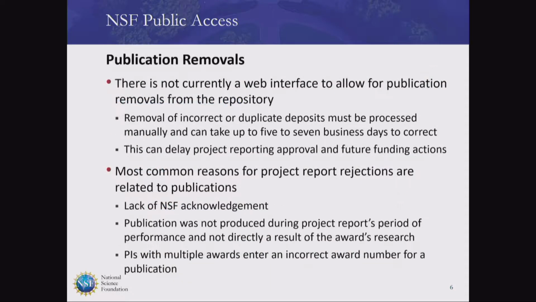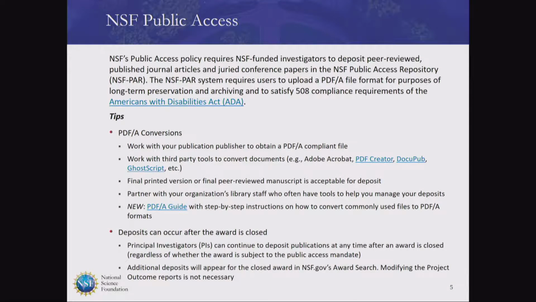All right, the second tip I want to let everyone know is that deposits can happen even after the award is closed. I mentioned that we have 15,000 deposits. Well, 12,000 of those are related to awards that are under the public mandate, but 3,000 of those are for people who want to continue making deposits for awards that are closed. So for example, if your award was 10 years ago, you have an article that you want to take credit for that NSF work, you can go into Research.gov, find that award, and upload the deposit, and the new article will automatically show up in our NSF.gov award search. All right, next.